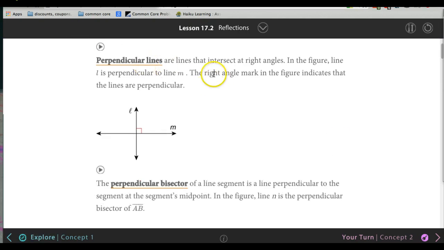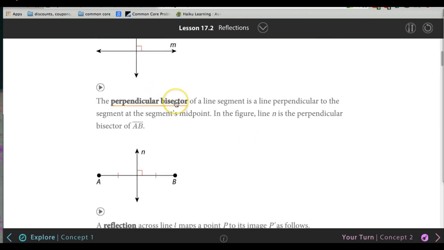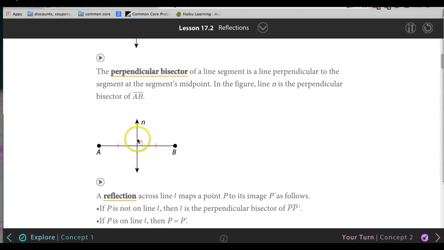So let's see here. Perpendicular lines are lines that intersect at right angles. And we know this already. If they make 90-degree angles, they are perpendicular lines. They look like crosses, like the red cross, right? Okay. What is a perpendicular bisector? That's the line that cuts the segment in exactly 2 parts. And these 2 parts measure the same. Okay, so that is the segment that's been divided into 2 parts. And this line over here, the line N, that would be the perpendicular bisector. Okay?